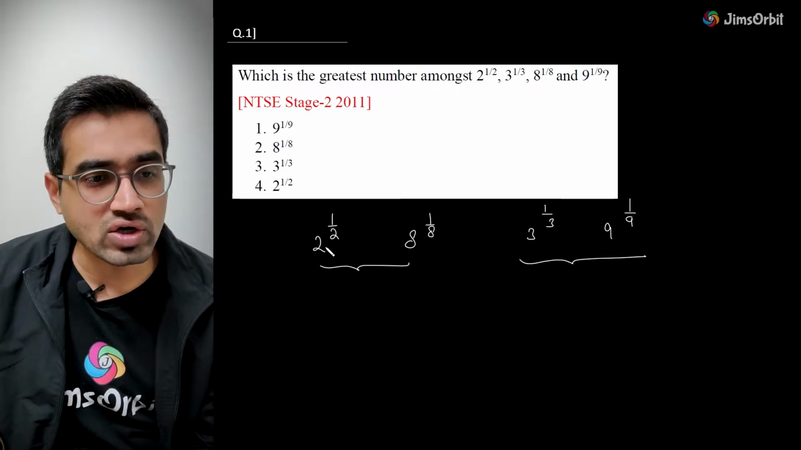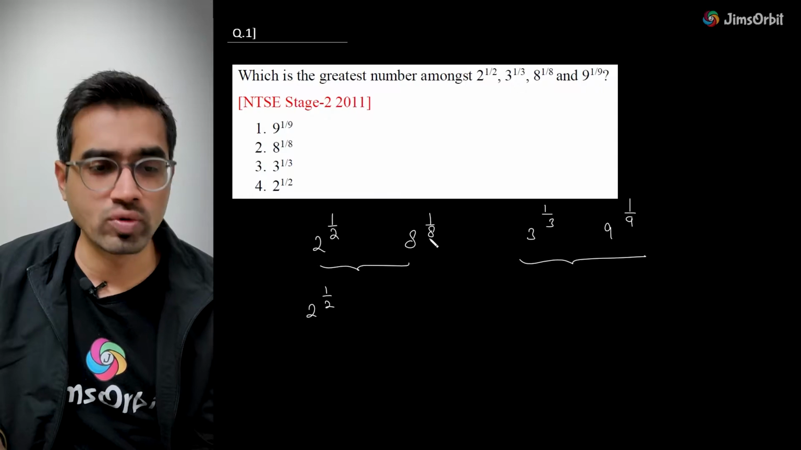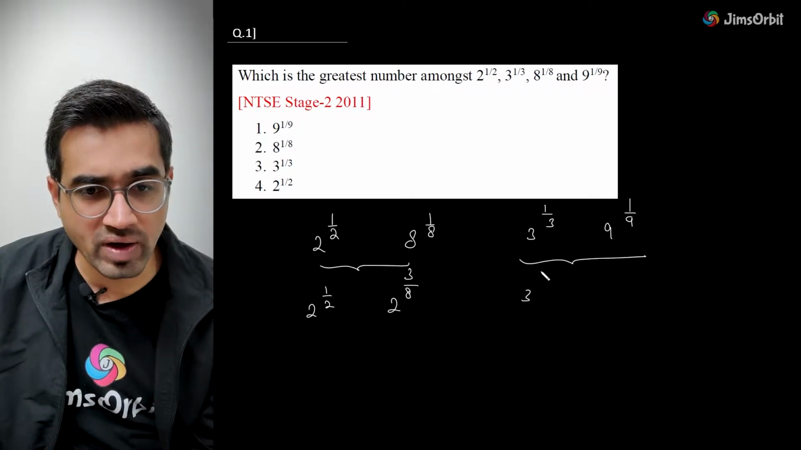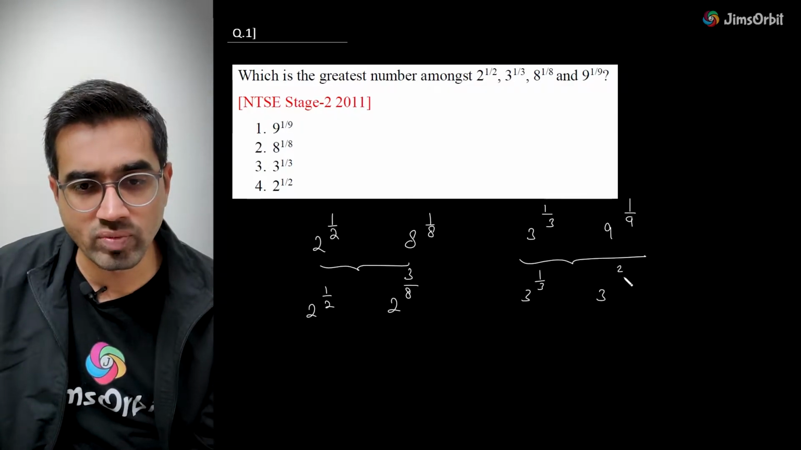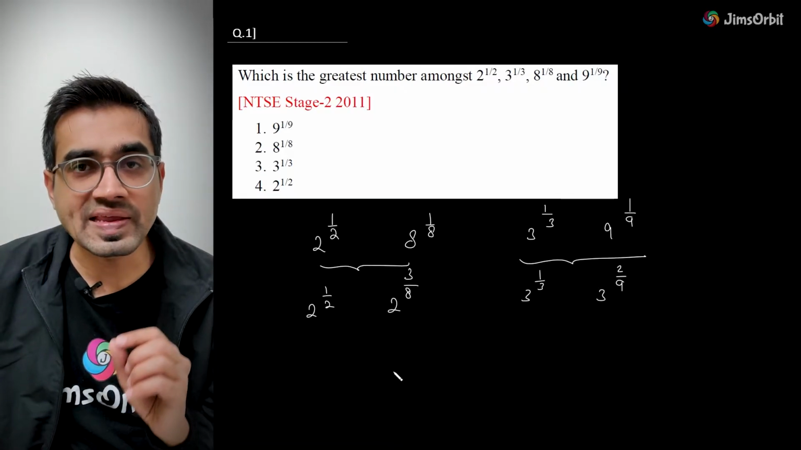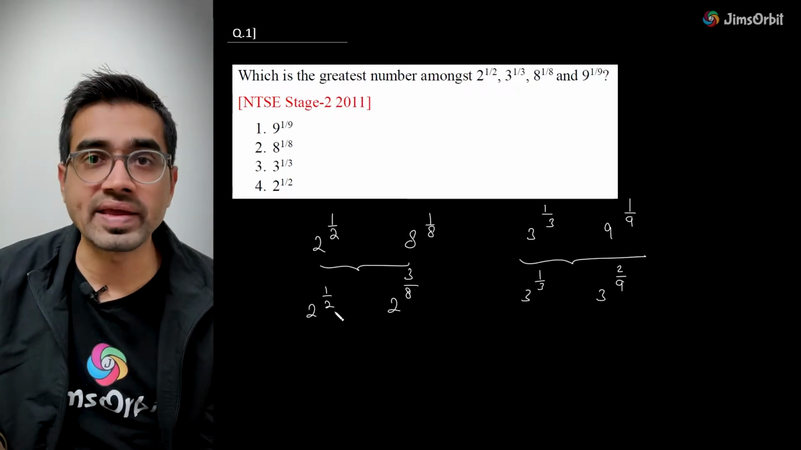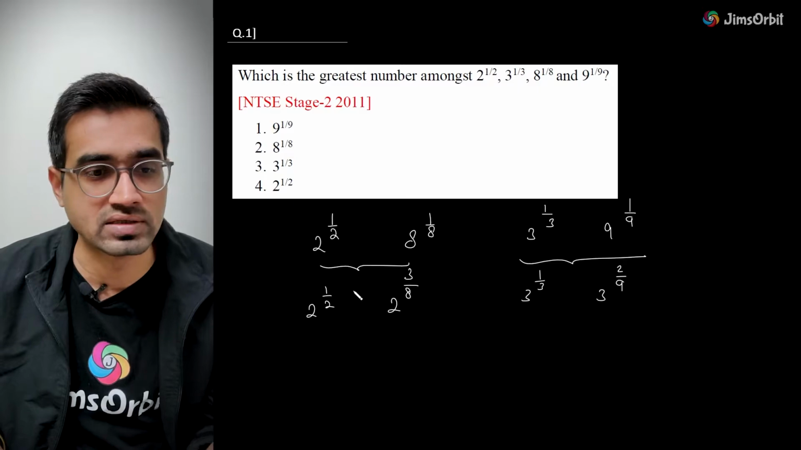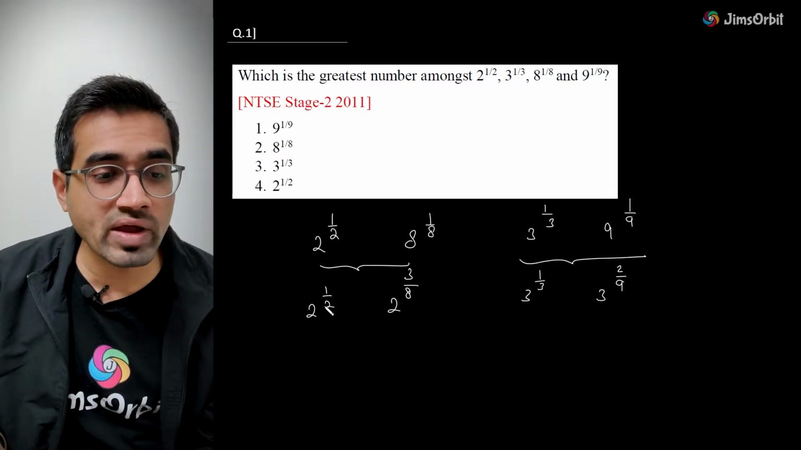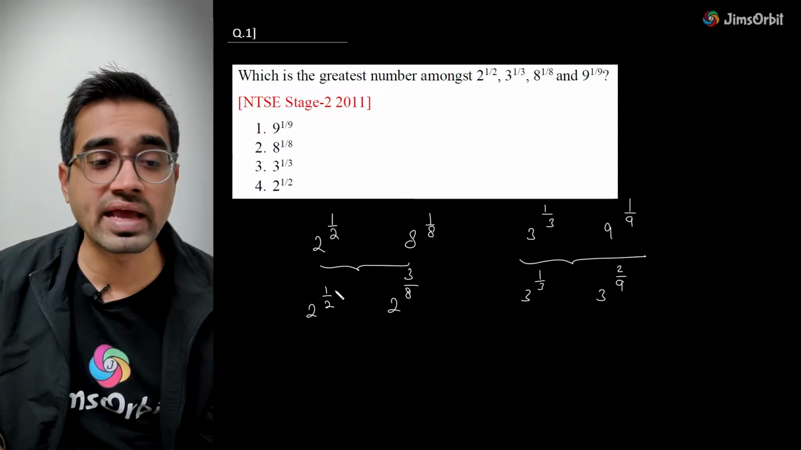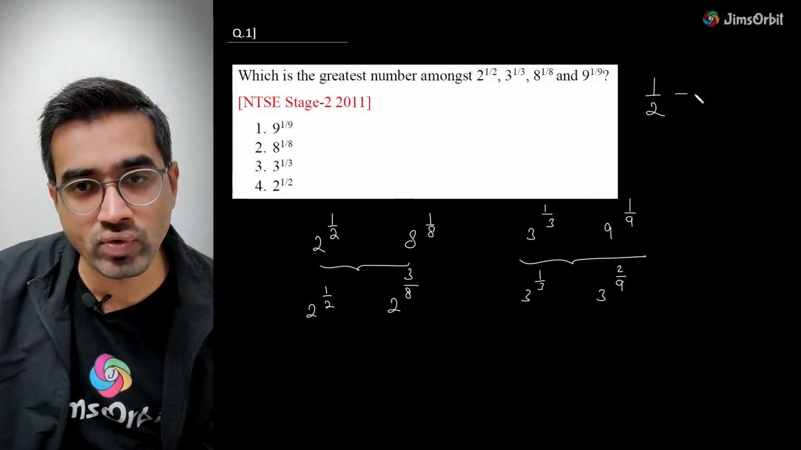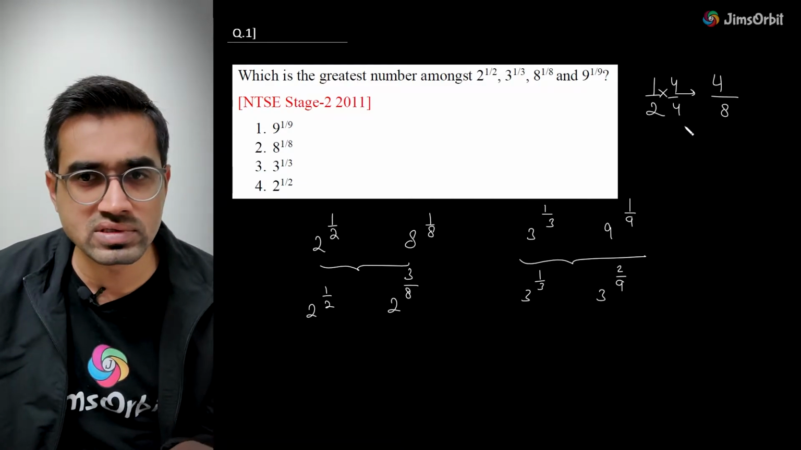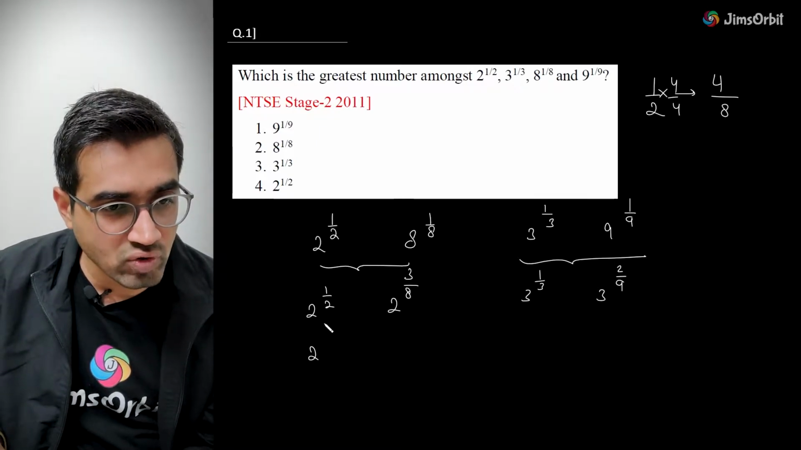Now you know that 2 to the power 1 by 2, this is 2 cube. So this is 2 to the power 3 by 8. This is 3 to the power 1 by 3 and this is 3 to the power 2 by 9. Now I need to make the fraction, the power, the same, so it will be something by 8. How can you convert 1 by 2 into something by 8? You need to multiply by 4 and 4, so it will become 4 by 8. Simple. Now this is nothing but 2 to the power 4 by 8.